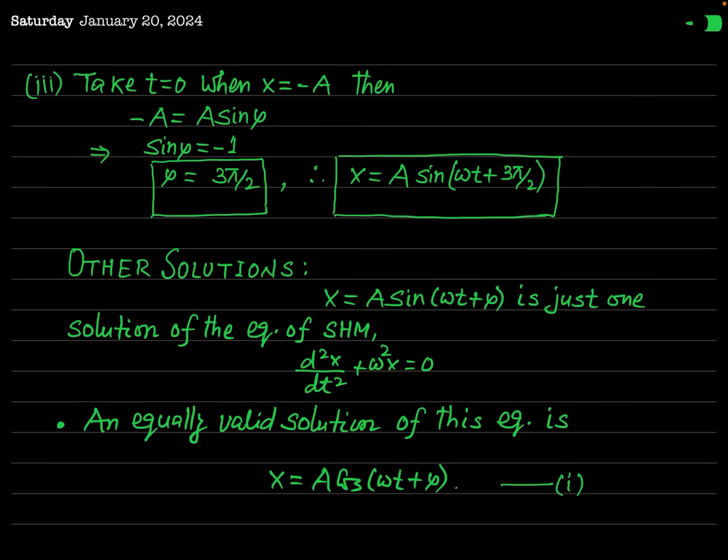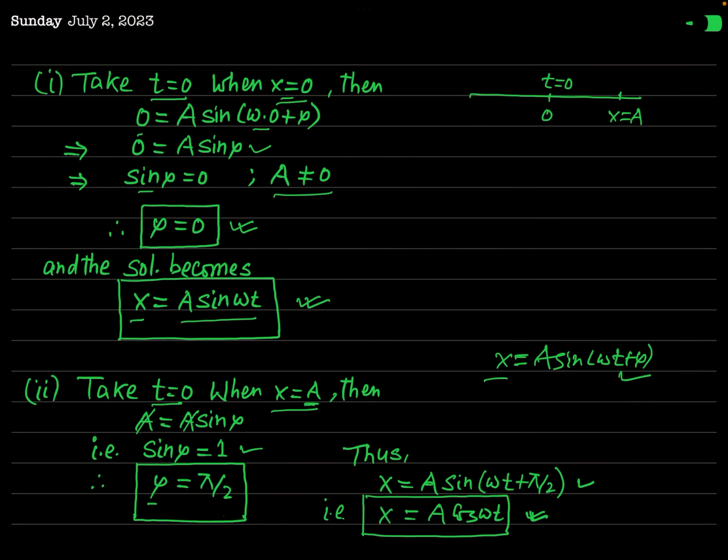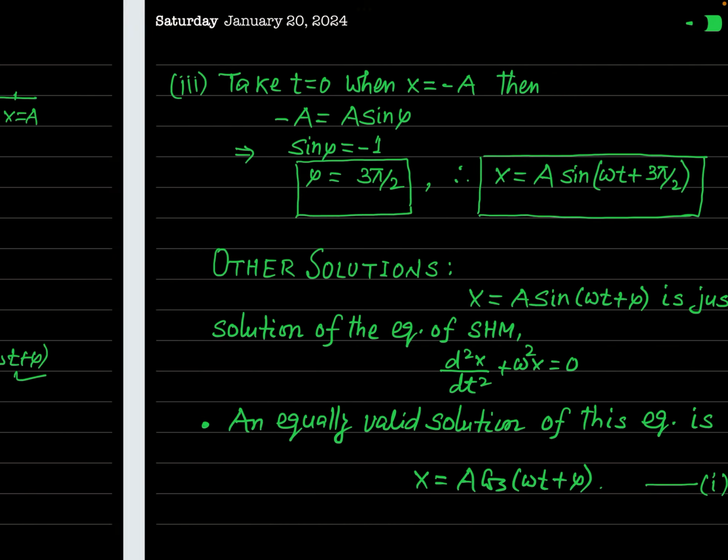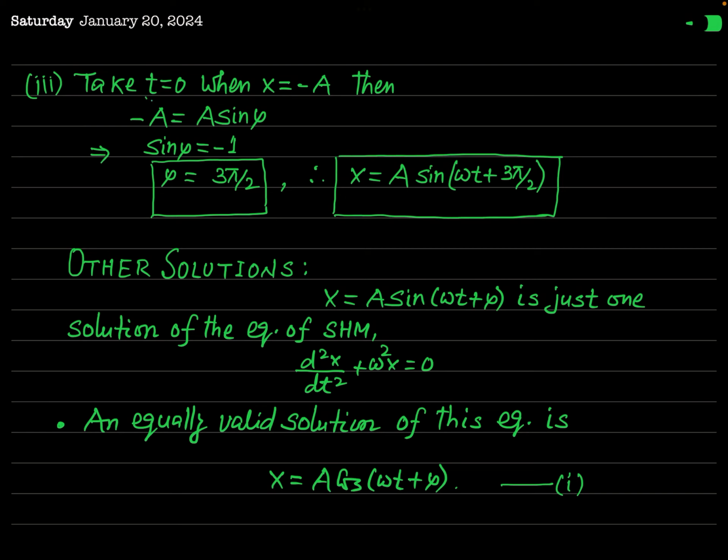Now in the third example, we consider that when our particle is at the negative extreme position, that is when x is equal to minus a, then we take t equal to 0. So I have written here, take t equal to 0 when x is equal to minus a. In this condition, when you substitute these two values in that equation, our result will be minus a equal to a sine phi. So again this a and a will cancel out and sine phi will be minus 1, and so you can say phi is equal to 3 pi by 2, and our SHM in this condition will be represented by the equation x equal to a sine omega t plus 3 pi by 2.